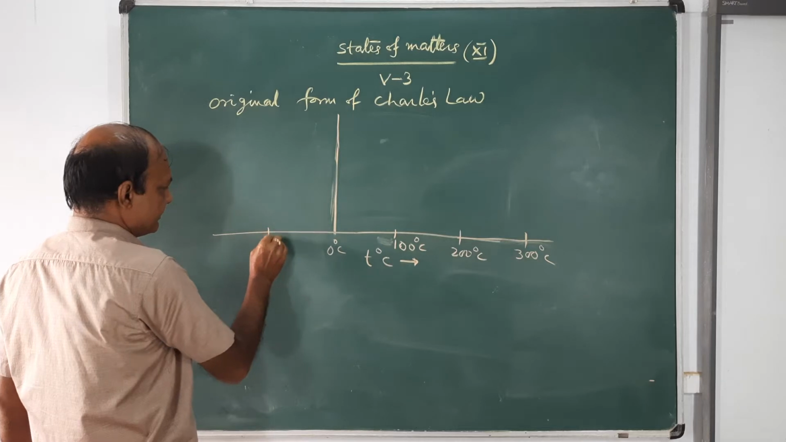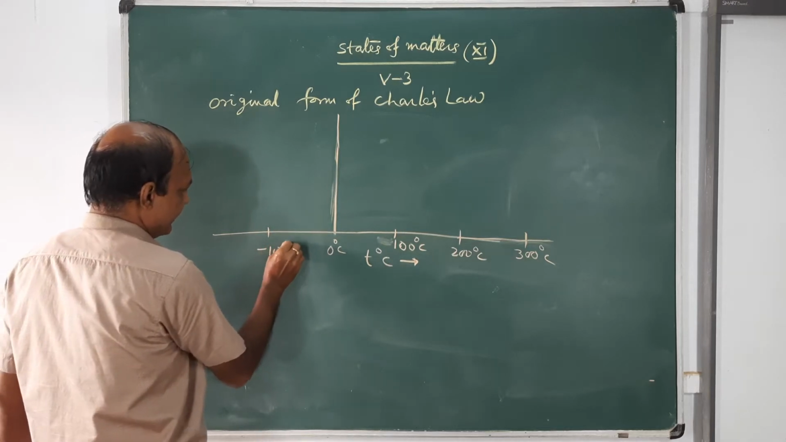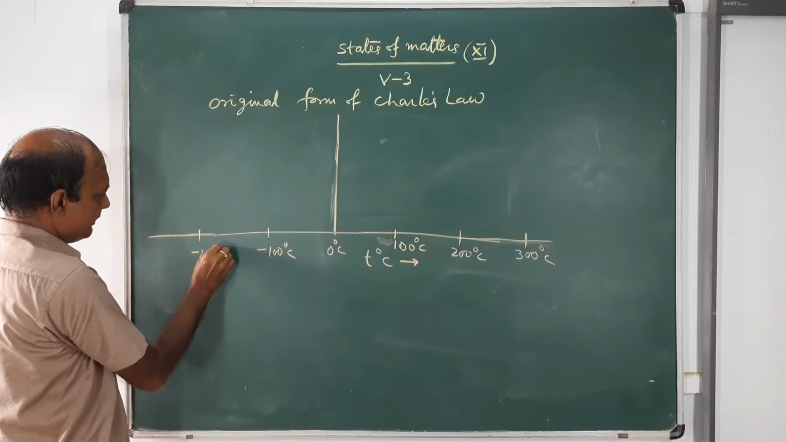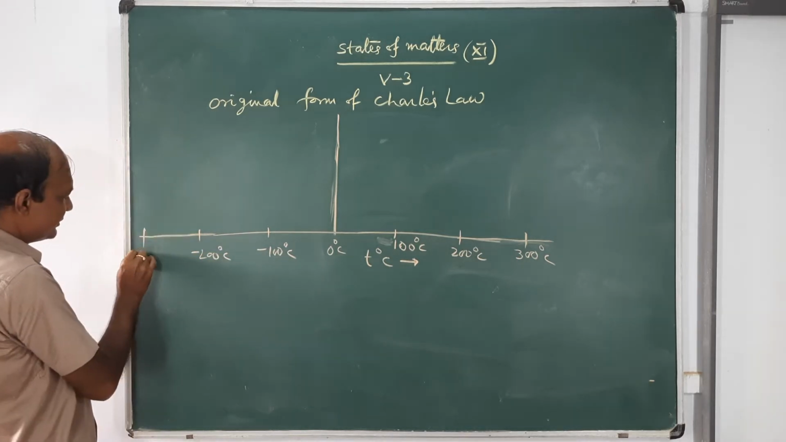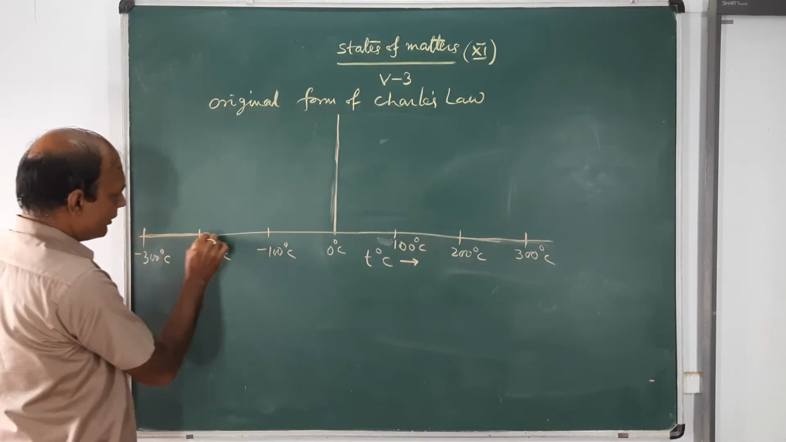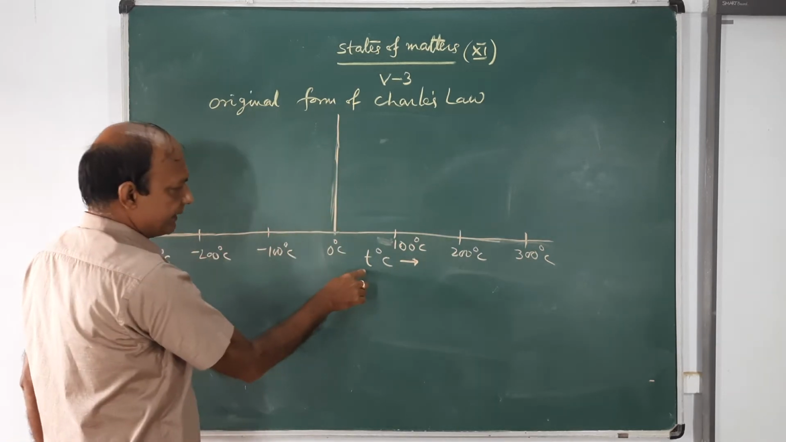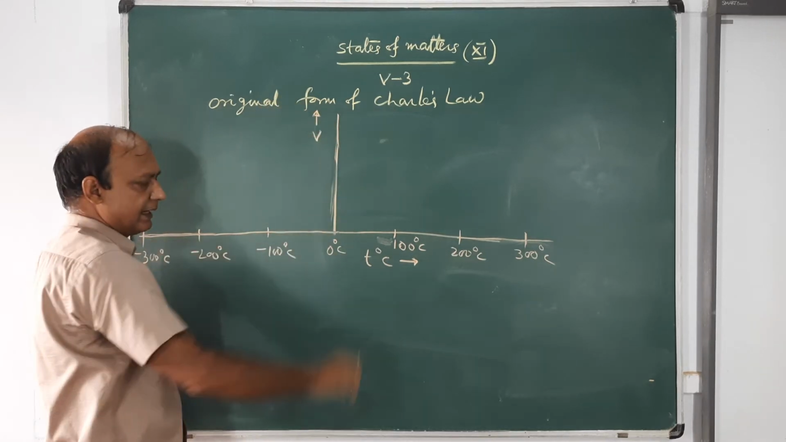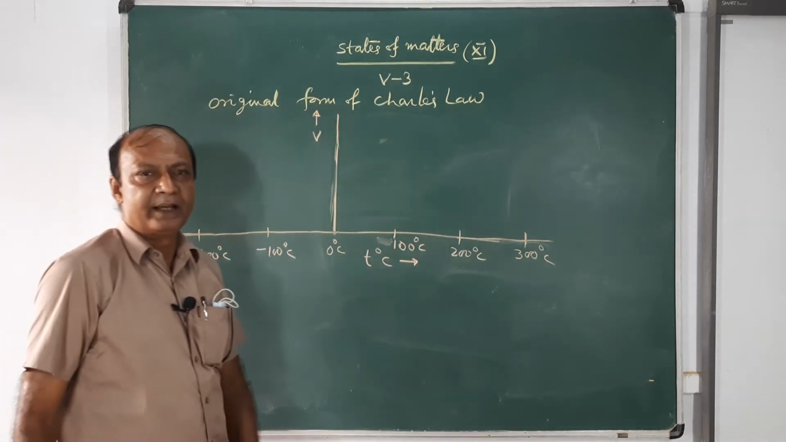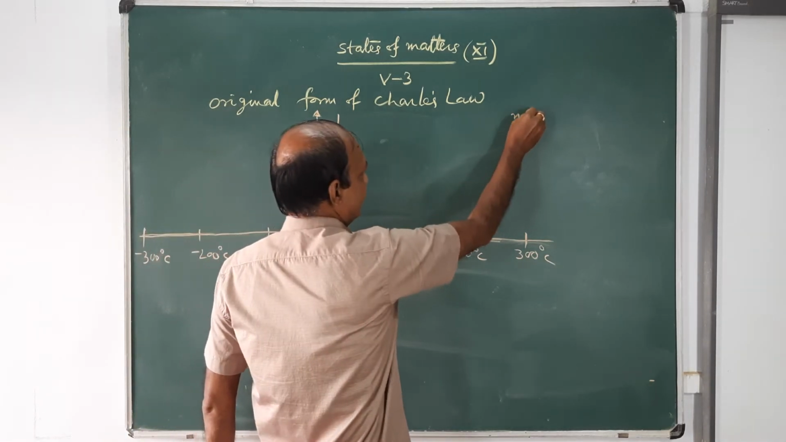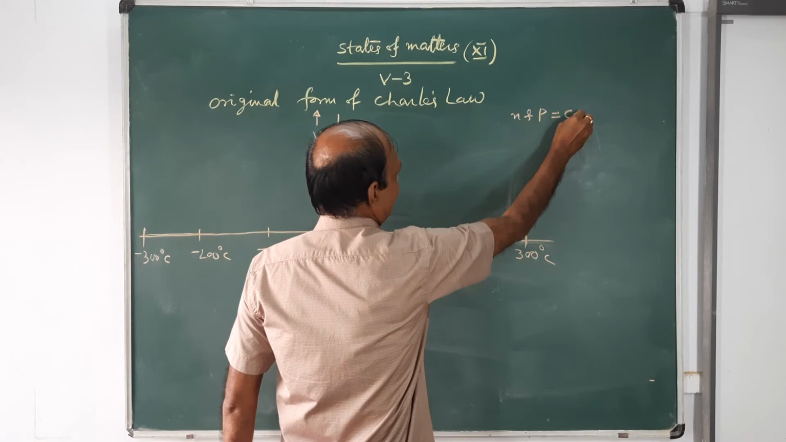Similarly, here it is minus 100 degree centigrade, minus 200 degree centigrade, minus 300 degree centigrade, like this. So if you draw a graph, centigrade temperature versus volume of the gas, for a given amount of gas under constant pressure, remember here n and P are kept constant.